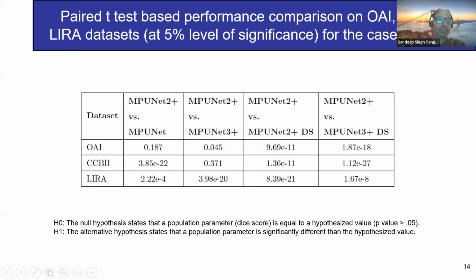Now we have also done a paired t-test. If we want to prove our method is better, then our alternative hypothesis should be true. To make this alternative hypothesis true, the generated paired t-test value should be less than 0.05, because we are testing at the 5% level of significance. In most of the cases, we can see our values are less than 0.05, except for these few. So we can say MPUNet 2+ is performing better than the existing ones.